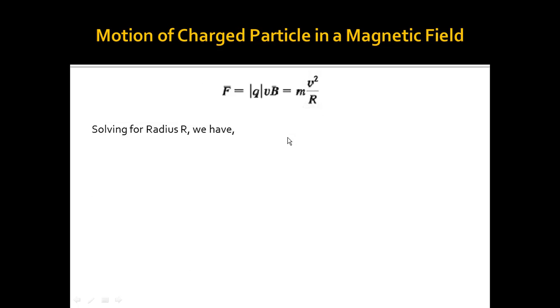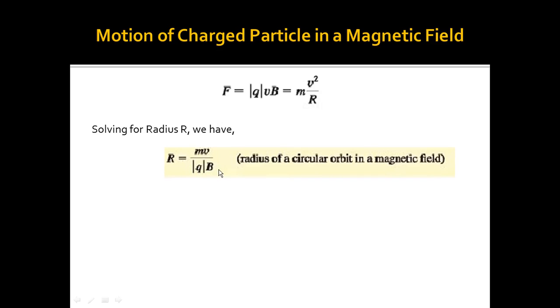Okay, so moving on. Solving for R from this form of the equations, we have the relationship M times V over Q times B. This establishes the relationship among the variables R, M times V, Q, and B. R is proportional to M times V, which means the greater the speed of our object, the greater the size of the circle. R is inversely proportional to the magnetic field, which means the stronger the magnetic field, the smaller the R.